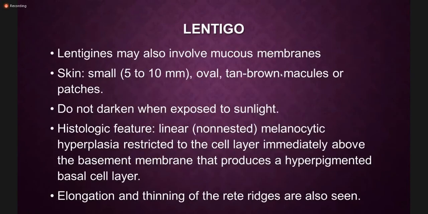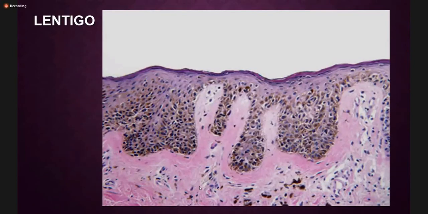Now the second pigmentary lesion is lentigo. Lentigines is the plural, and it also involves the skin and may also involve the mucous membranes, and may present as macules or patches, usually 5 to 10 mm, and they do not darken when exposed to sunlight, as opposed to freckles. On histology, the basic difference is that there is melanocytic hyperplasia restricted to the cell layer immediately above the basement membrane that produces a hyperpigmented basal layer. And there is elongation and thinning of the rete ridges. So this is a lentigo.